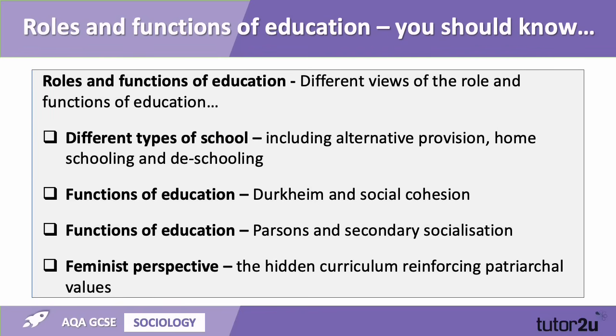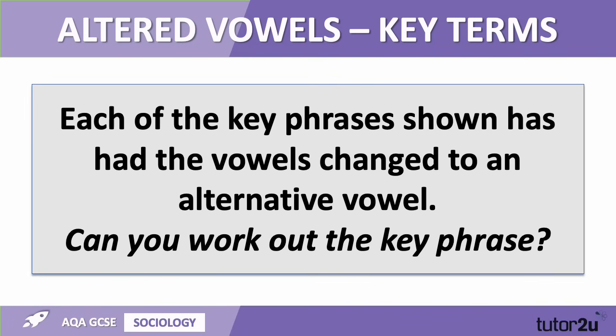Our first one is roles and function of education. This includes different types of school, so things like alternative provision, homeschooling and deschooling, functions of education, so Durkheim and social cohesion, for example, functions of education, so Parsons and secondary socialisation, and feminist perspective, which is talking about the hidden curriculum reinforcing patriarchal values. So let's have a look at the different types of education that are on offer in the UK.